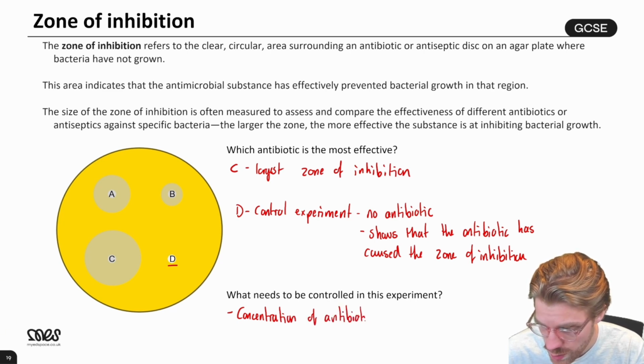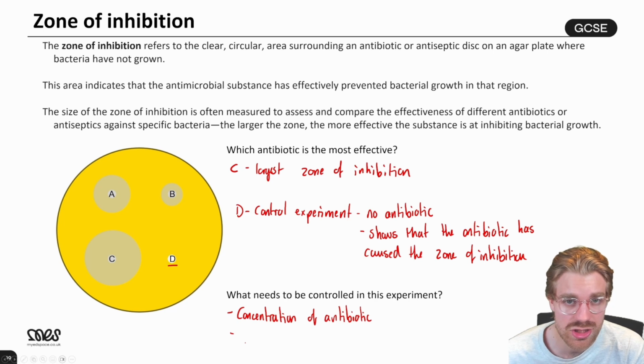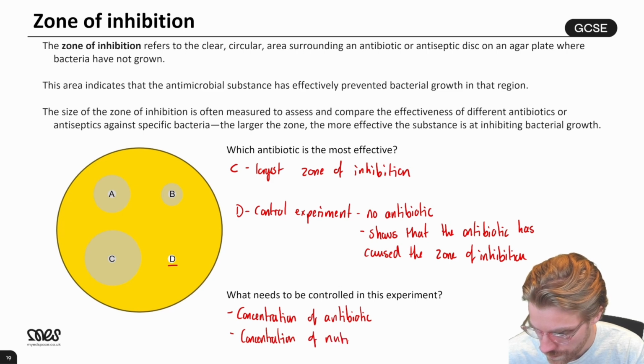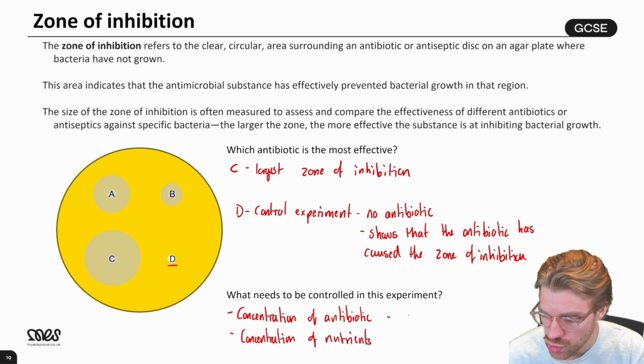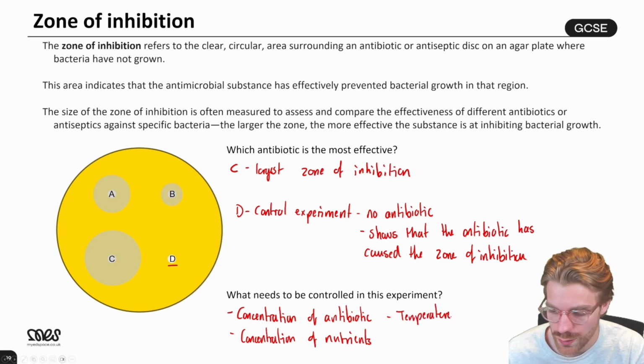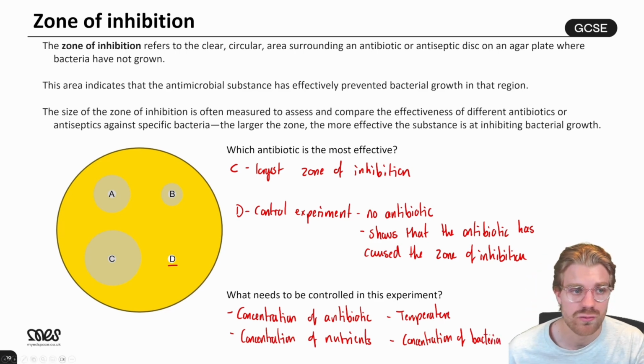As well as the concentration, we would also need to control the volume of the antibiotic. We would also need to control the concentration of other nutrients available. So the concentration of glucose, amino acids, other nutrients within the agar. We would also need to control the temperature and make sure that the temperature is the same for each plate that we are growing. And we would also need to control the concentration of bacteria, as if there were more bacteria, there could be more competition and therefore reduced growth.